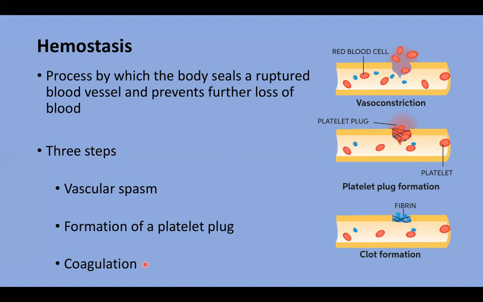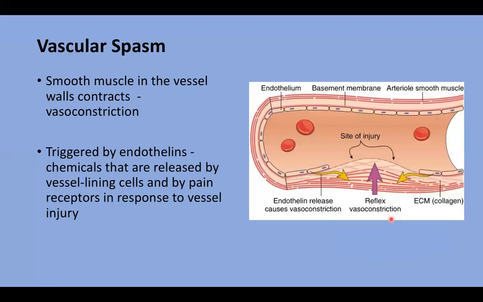And then the formation of the platelet plug is going to be followed by coagulation. And in coagulation, we're going to have a clot formation where the platelets are going to be replaced by some proteins that will remain in place as the tissue in the vessel actually regrows and repairs the opening.